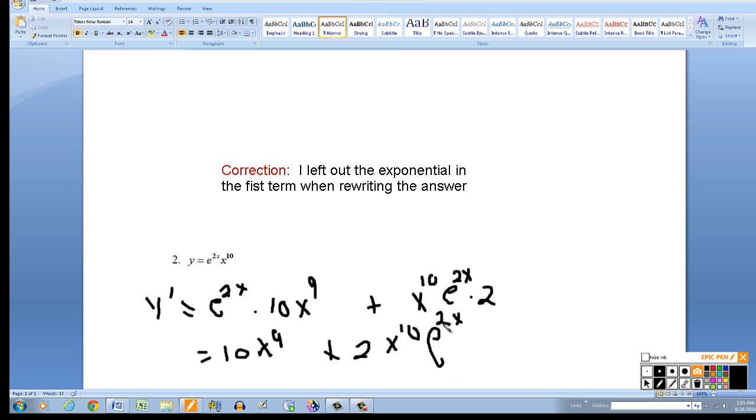Okay, so that's two examples using the product rule. I'll have some other videos on computing the derivative of functions using a variety of formulas.